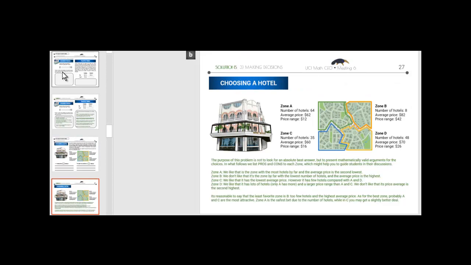So these are the answers, or rather than the exact answers, some discussion on what you should be talking to your students about. I guess we say that the least favorite zone will be B, and the best zones are probably A and C. So read on that, see if you agree.